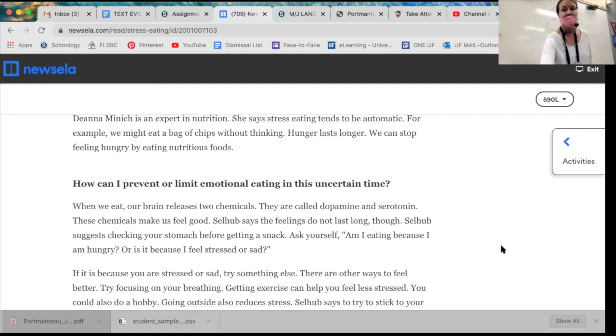She says stress eating tends to be automatic. For example, we might eat a bag of chips without thinking. Hunger lasts longer. We can stop feeling hungry by eating nutritious food. I don't know about you all, but if I had the choice between picking up an apple and eating a bag of chips, the chips are gonna win out every single time. Especially if I have dip to dip them in, I'm just saying.